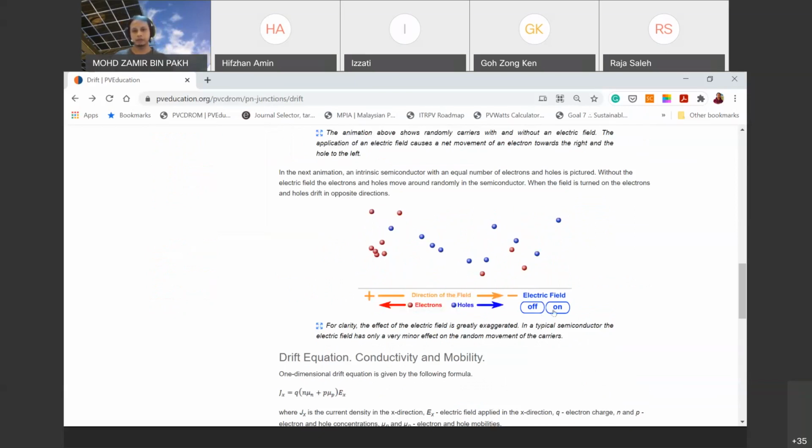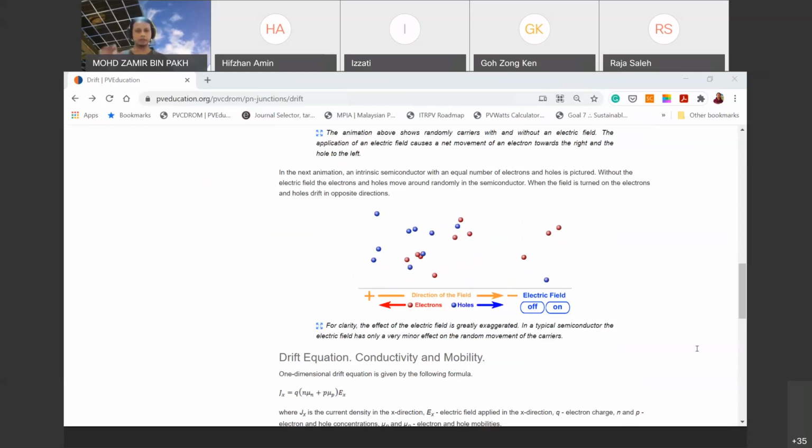Now let's turn on the field. Now you can see, the movement is in one direction for electrons and another direction for hole, right? So it's going to be separated. This is what drives carrier separation in our device later on. We will see later on. So this is very fundamental.